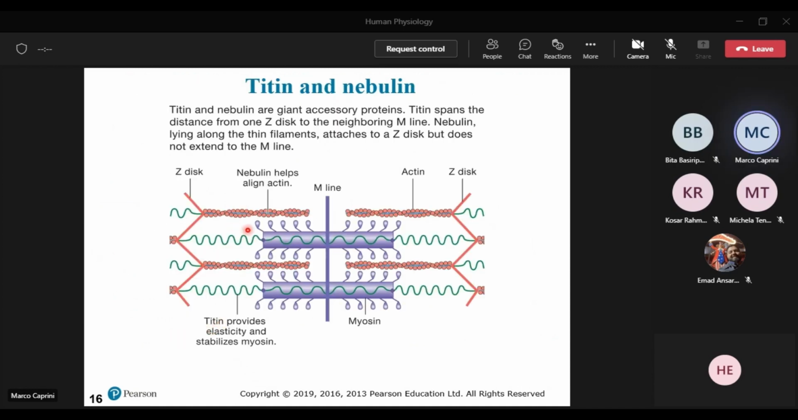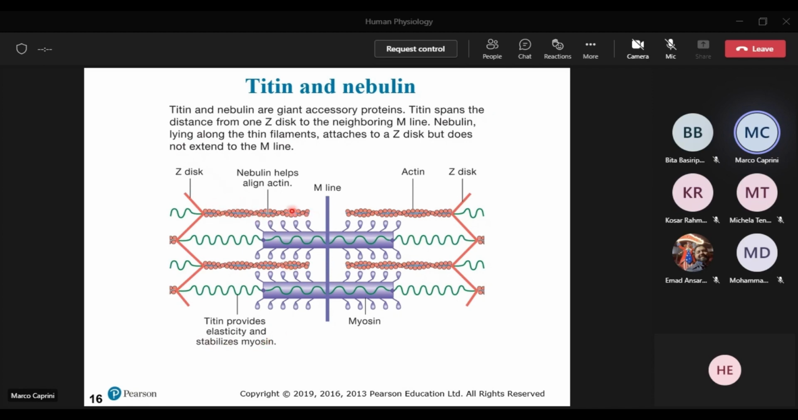Just a few words about titin and nebulin. They are giant accessory proteins. Here you can appreciate better the function of this structural protein. They are structural proteins, but they obviously have an important function. Here the titin protein helps the contraction because it maintains the structure of the thick filaments that can move to the right and to the left between two actin molecules. And then titin provides elasticity and stabilizes, as we said, stabilizes myosin.